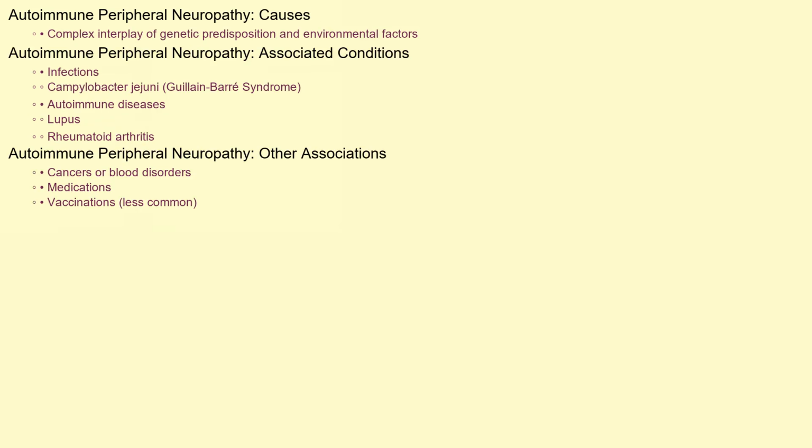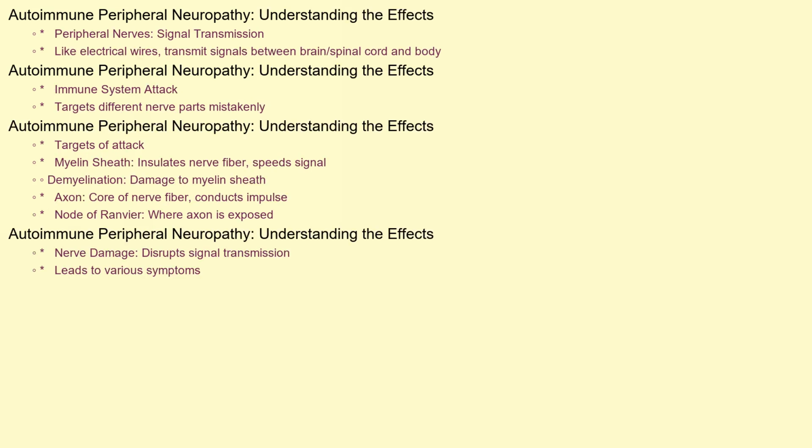So, what causes this autoimmune attack? While the exact trigger often remains a mystery, autoimmune peripheral neuropathy is believed to arise from a complex interplay of genetic predisposition and environmental factors. In some cases, it can be associated with underlying conditions such as infections like Campylobacter jejuni, which is linked to Guillain-Barré syndrome, or autoimmune diseases like lupus or rheumatoid arthritis. Certain cancers or blood disorders can also sometimes be associated, as can certain medications or vaccinations, although these are much less common. To understand the effects, we need to look at the nerve cell structure.